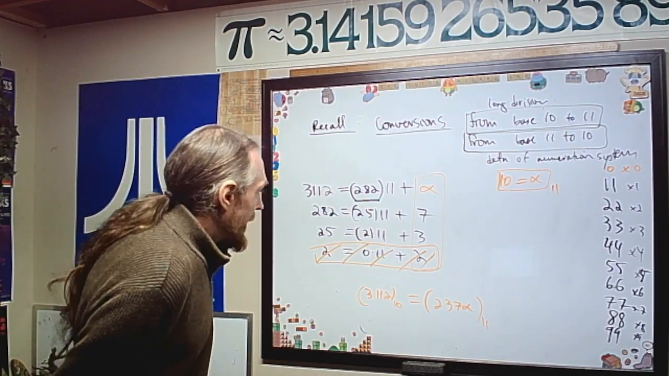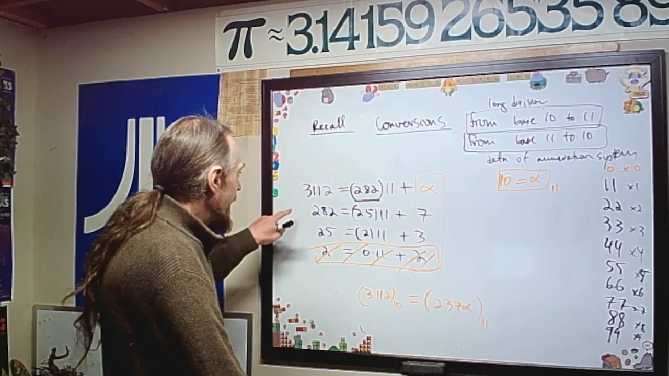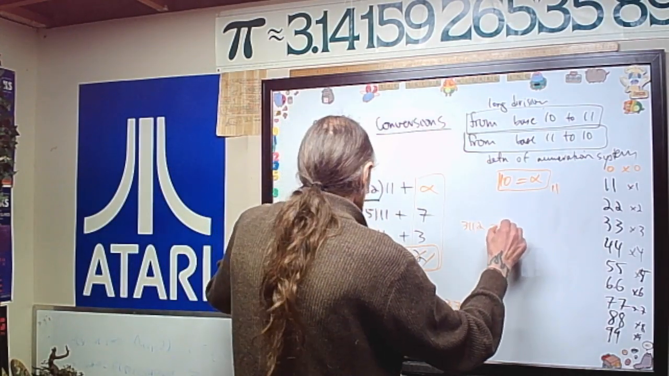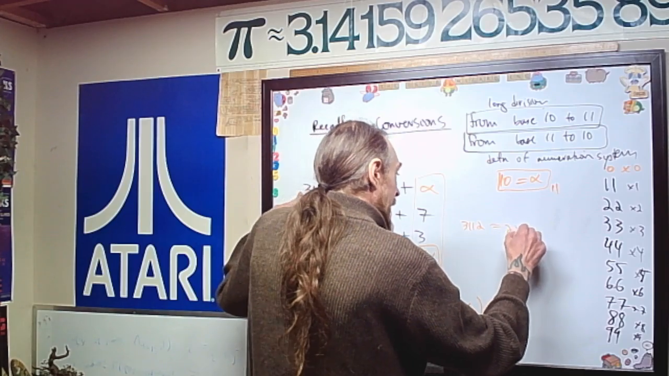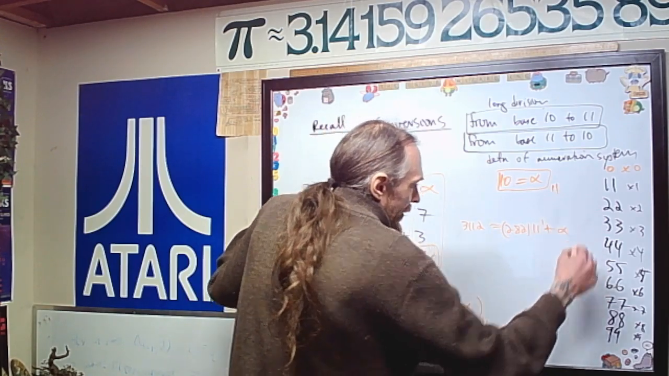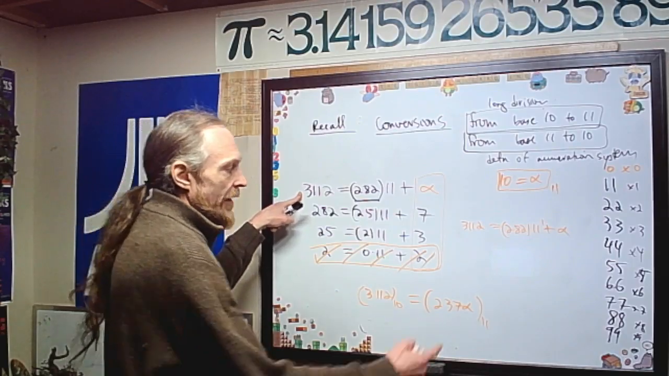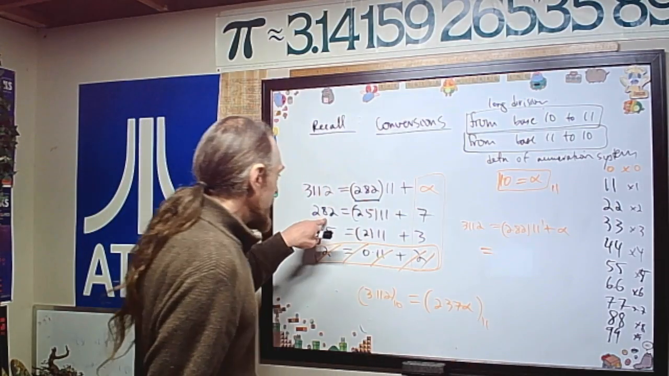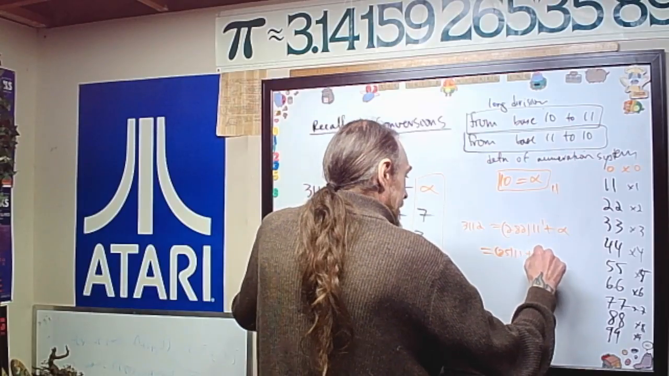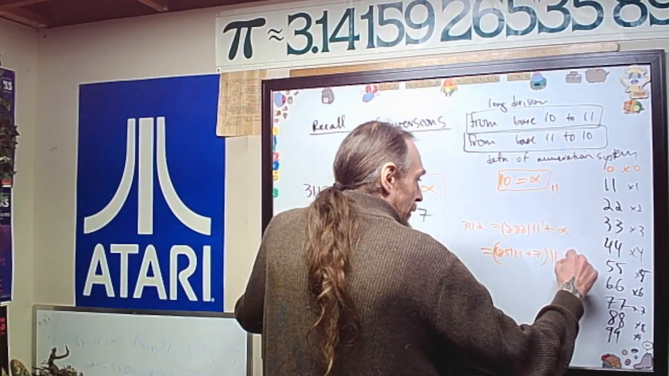So what do we have to do? I know that we're going to iterate and change the quotients. I know that 3112 is equal to 282 times 11 to the 1 plus alpha. But now I put that in there. 282 is 25 times 11 plus 7, times 11, plus alpha.